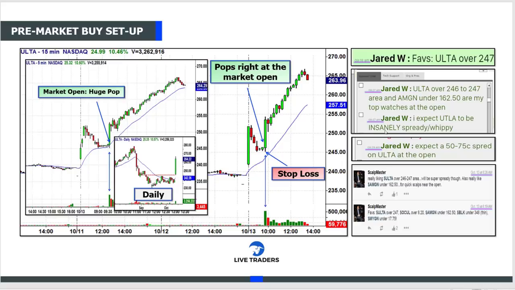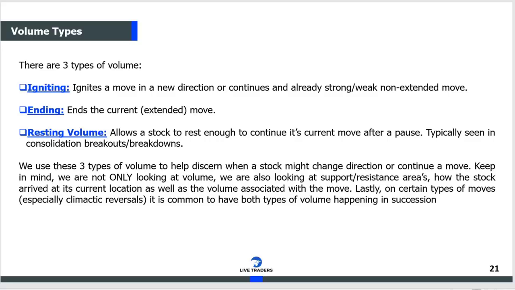I expect Ulta to be insanely spready and whippy. Expect a 50 to 75 cent spread on Ulta. Guys, I try to keep you abreast of what's happening, all right? So I mentioned these 10 minutes before they happen. In this case, 1 or 2 minutes before it happens. I even put it out there on StockTwits. We nibbled some right there, and boom, pops right at the open. Okay. The people that logged out, you're missing out, man. This is the best part. Thought that was good. This is the best part.